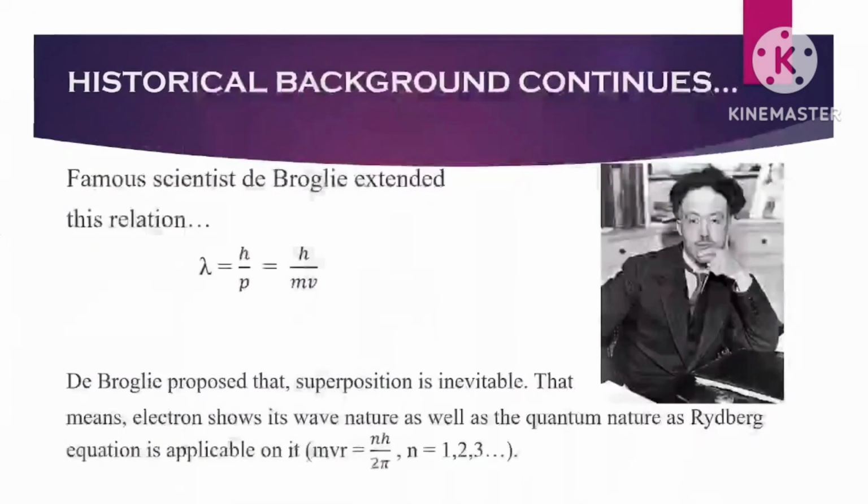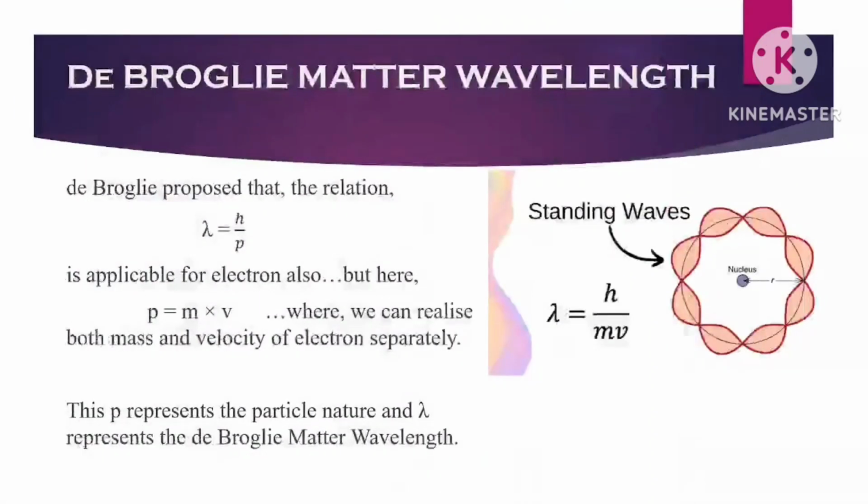The famous scientist de Broglie extended this idea: not only light but all matter shows wave-particle duality. He proposed that superposition is inevitable and the electron shows wave as well as particle nature. He proposed that relation once again, lambda equals h by p. Here p is m into v. This m and v can be measured separately, and lambda is the de Broglie matter wavelength.